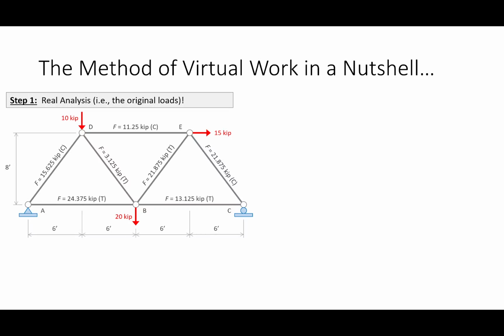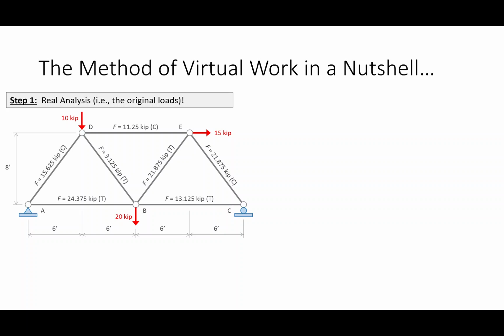So the first thing that you need to do is you need to analyze the truss, okay? Fully analyze the truss under its applied load. So for every member, we have a reported tension or compression, okay? That's step 1. Everybody should be okay with that at this point, right?